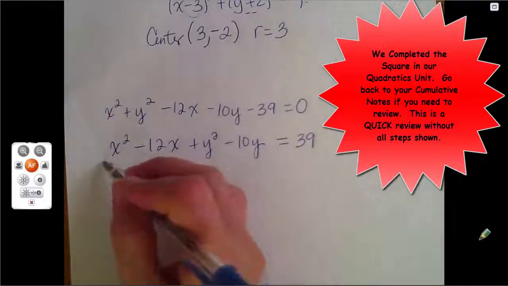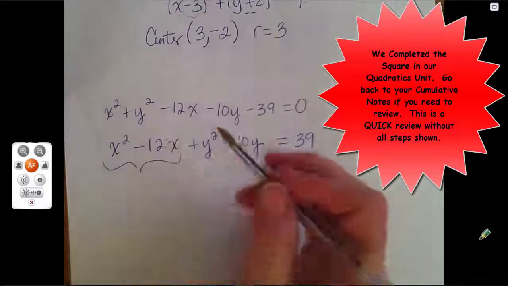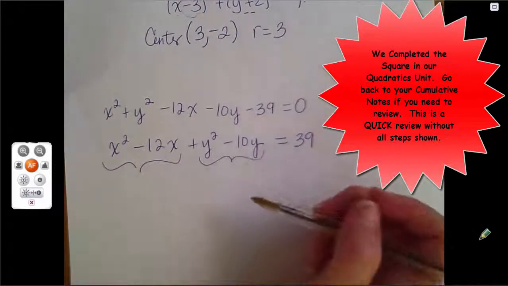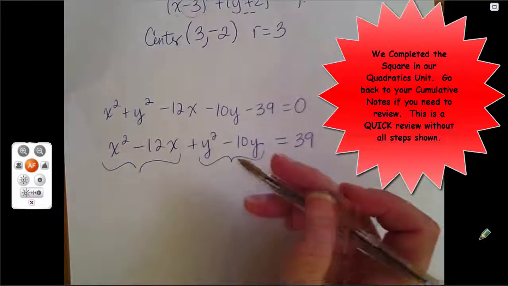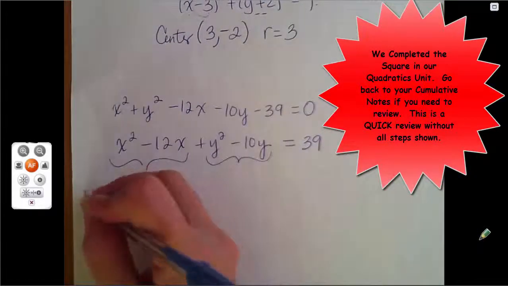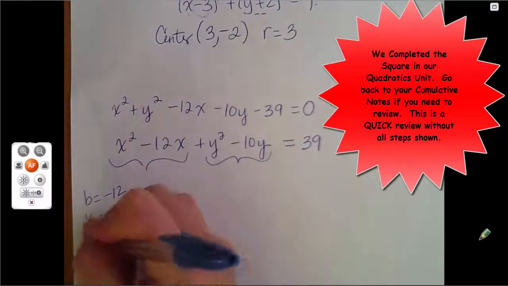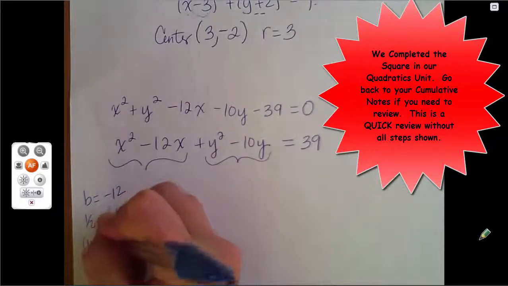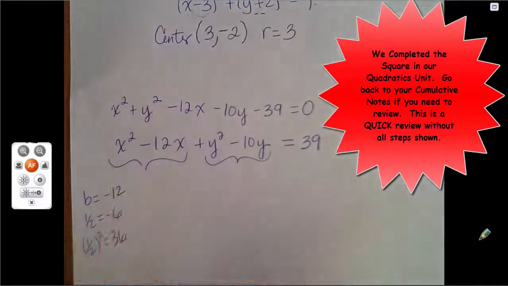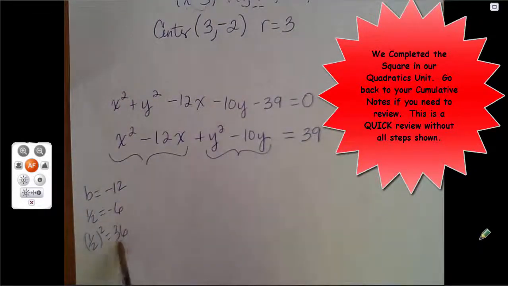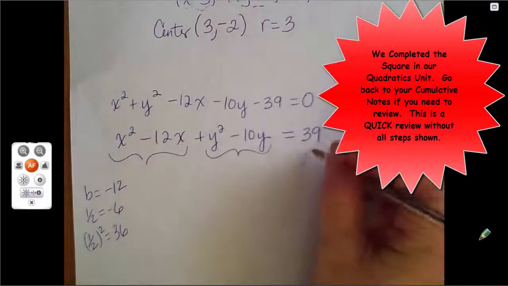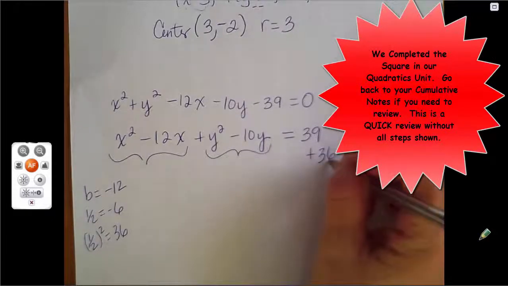So I need to complete the square on my x's, and then complete the square on my y's. It's just two separate completing the squares. Complete the square on your x's. B is negative 12. Half of that, negative 6. Half b squared is 36. So remember, you add the half b squared term to both sides. So I'm going to show the positive 36 over here.